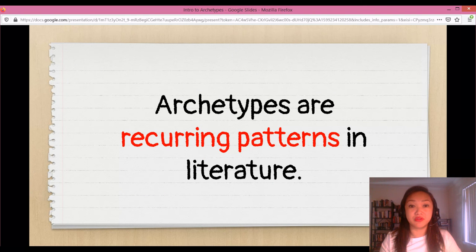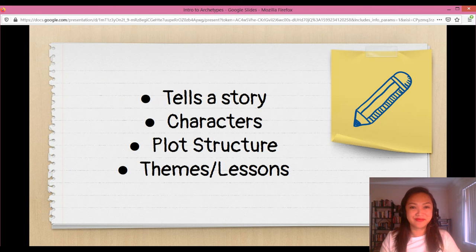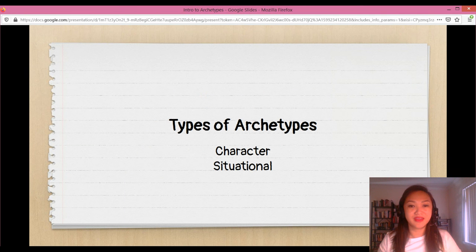What does this have to do with literature? In literature, when you read stories, there are recurring patterns. So think about all the stories you have read or even movies you have seen. What are some patterns, trends that are copied from stories to stories or movies to movies? In stories, there are characters, there's plot structure, there are even themes and lessons. There are two types of archetypes that I want us to focus on today, character and situational.